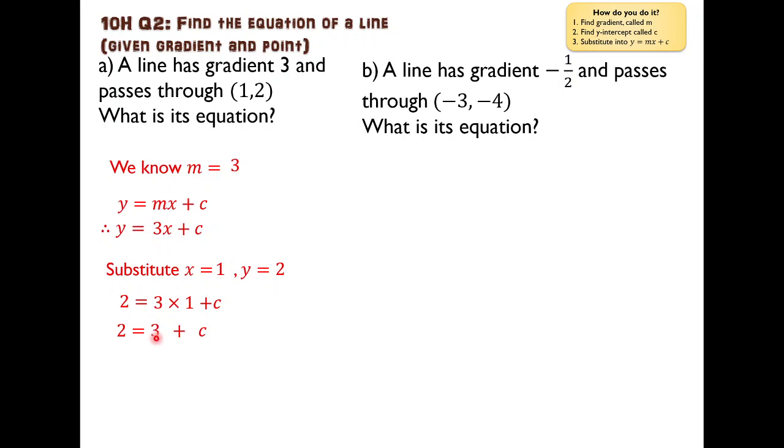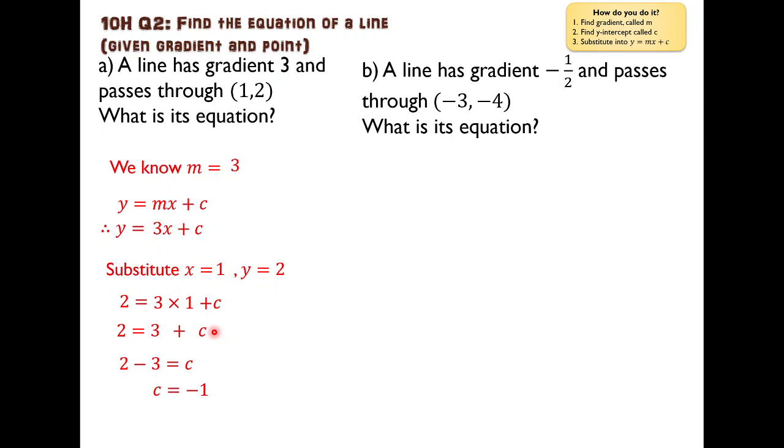And now you can solve this using what we learned before. I'm going to do it a bit backwards. I'm going to get this plus 3, and it turns into a -3 on the other side. What's really happening is I'm subtracting 3 from both sides. And now 2 take away 3, I can replace that with -1. So c equals -1. If you're not sure about this, go back to my solving linear equations videos, and that will help you out.